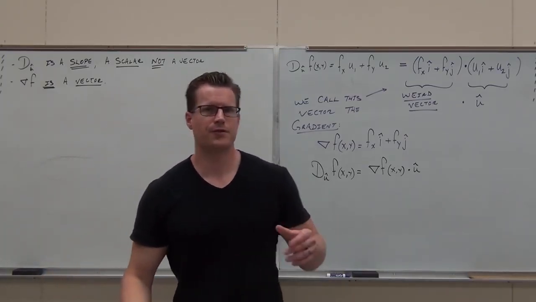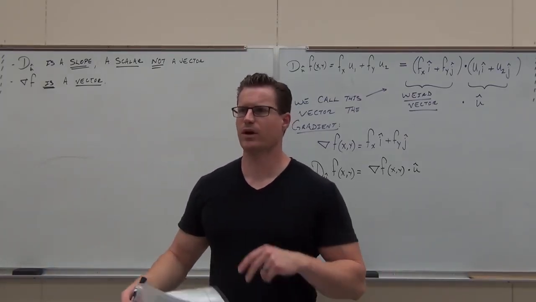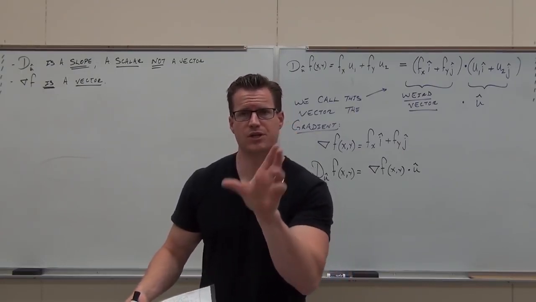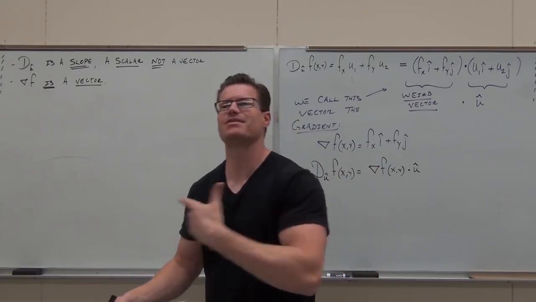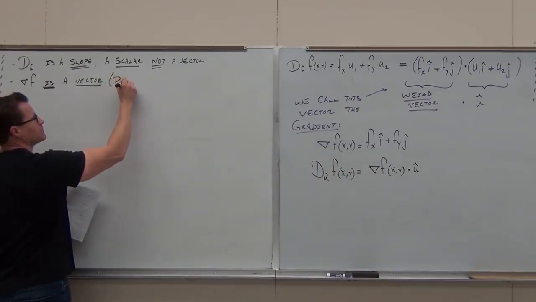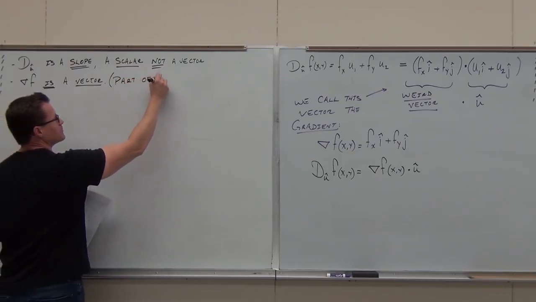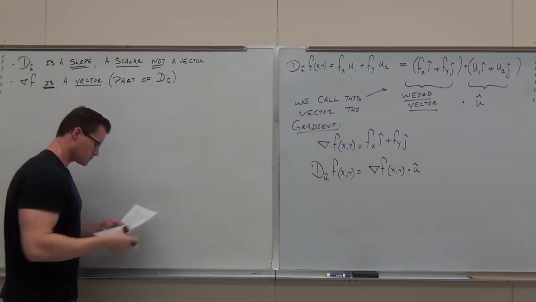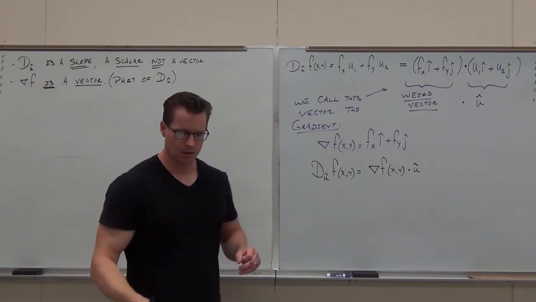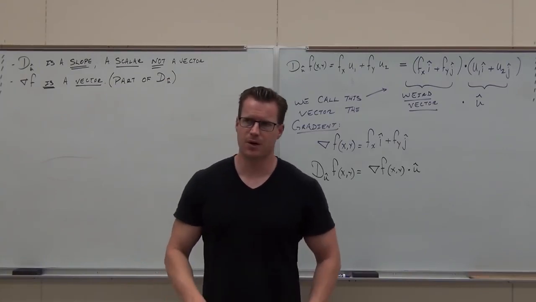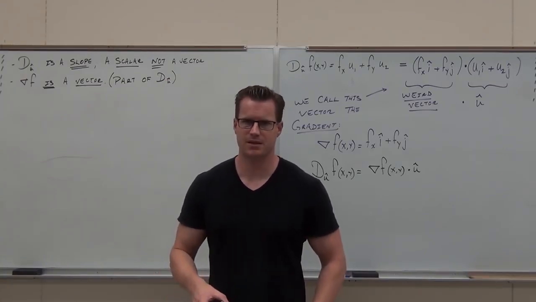Is del f the entire derivative? Is that what it is? No, it's part of it. It's the part that we dot product with the unit vector to get the derivative. So this is part of du, our directional derivative. Here's how I want you to think about this. Then I'm going to give you the properties and I'm going to prove them. I'm going to prove my statements here.